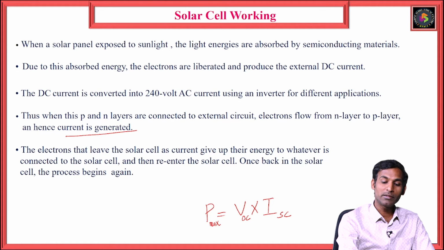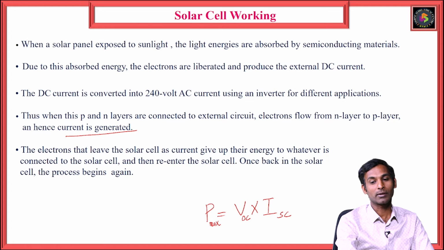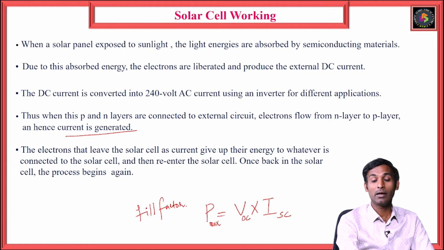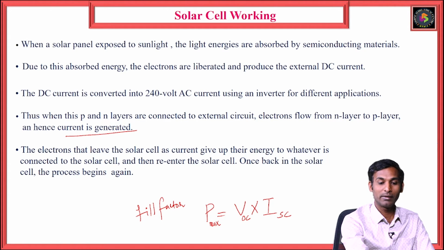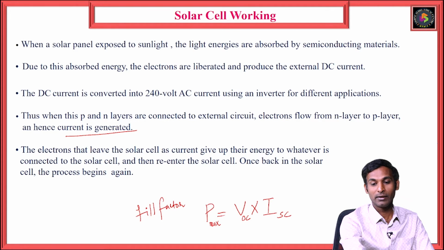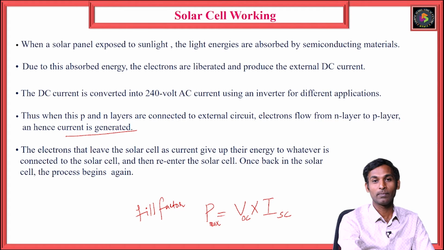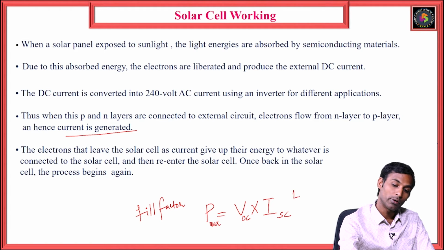So in the voltage versus current characteristics, the solar cell is open or short circuited. We have to cross it. Then only can we calculate the fill factor. Fill factor indicates the efficiency of the solar cell. The point is here, the electrons that leave the solar cell as current give their energy to whatever is connected to the solar cell. Whatever means we are connecting an external load to the solar cell.